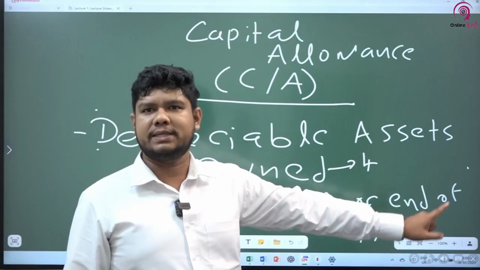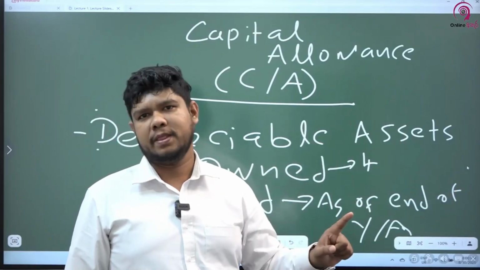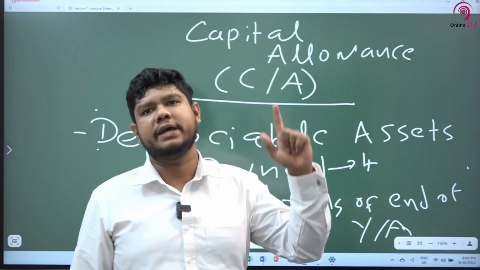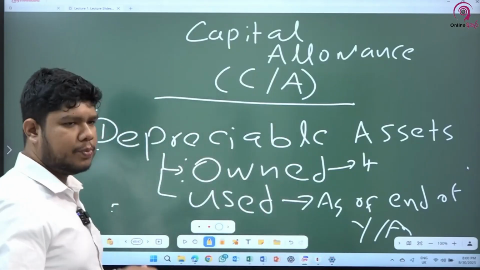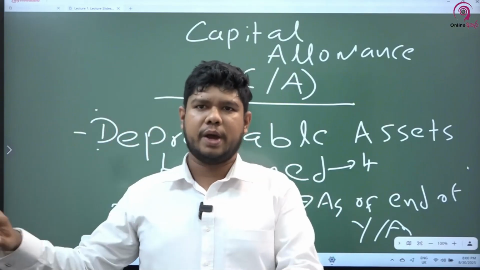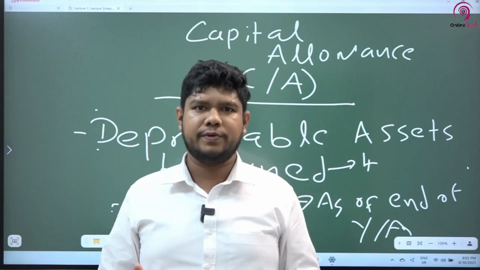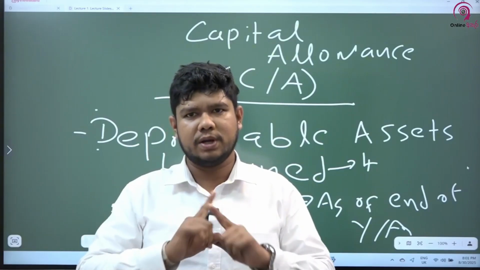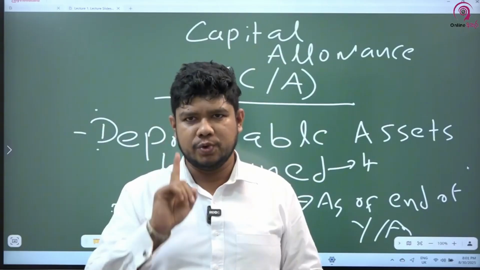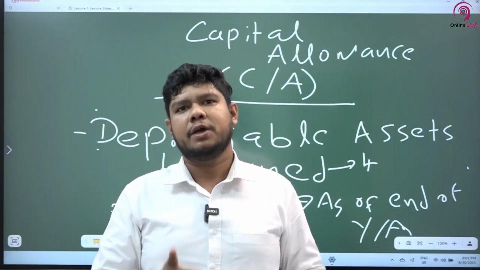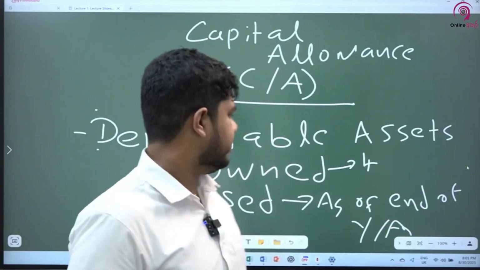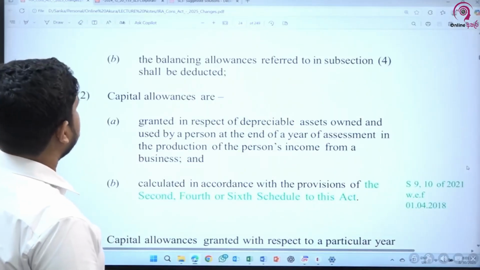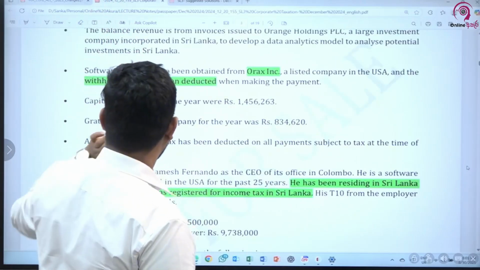It doesn't matter whether the asset is acquired on the last day of the year. If it is used even on the last day, you should grant capital allowance for the entire year of assessment, right? I hope you know that. In the year of disposal, no capital allowance is granted for the entire year, but in the year of acquisition, let's say it's acquired on the last day, March 31st, if you use and own the asset on that last day, you have to grant capital allowance for the entire year.